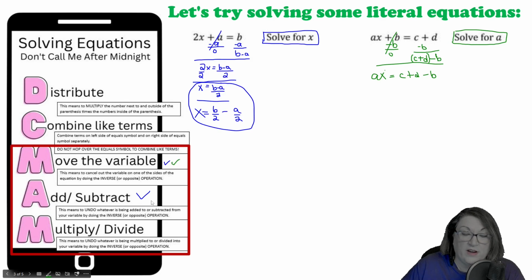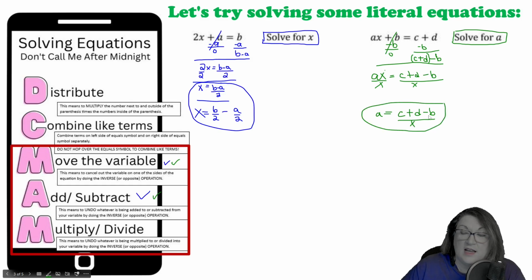There was no moving the variable or anything because we didn't have a's on both sides or anything. And so multiplying, the x is being multiplied times the a. We want the x to go away, so we're going to divide it by x. X divided by x is 1, and 1 times a is just a, which is what we want. And then we have to divide all of this by x as well. So we end up with a is equal to c plus d minus b over x.